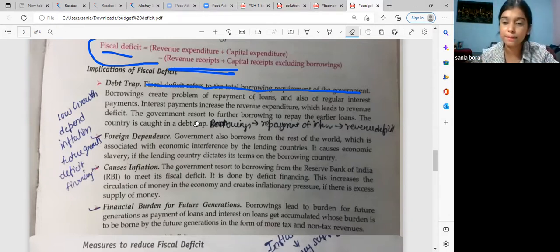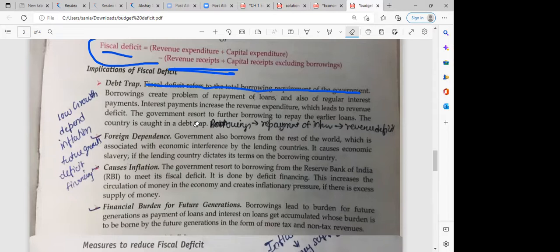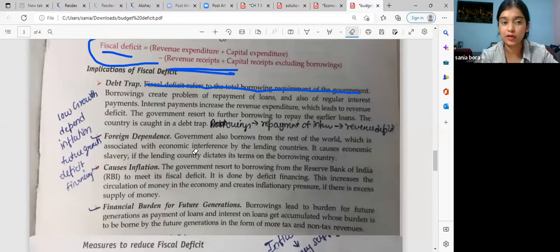First point. Yes, yes, ma'am. Okay, just quickly write this first implication, debt trap, and then I'll introduce you to the second. In question, like in exam hall, you can get why fiscal deficit creates the problem of debt trap. Then you have to write this, the whole story. Okay, Halima and Mahdi, getting? Yes.